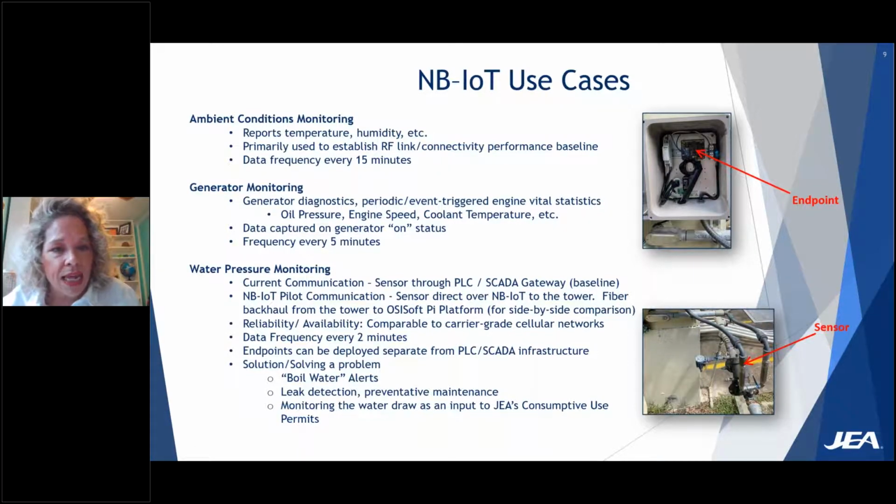And just to set the baseline, we did some ambient conditions monitoring at several of our locations, just getting basic information for temperature and humidity. We primarily used that to establish the RF link and take a look at the performance baseline before we added additional use cases. Then we moved into something for those in the network and telecom community.